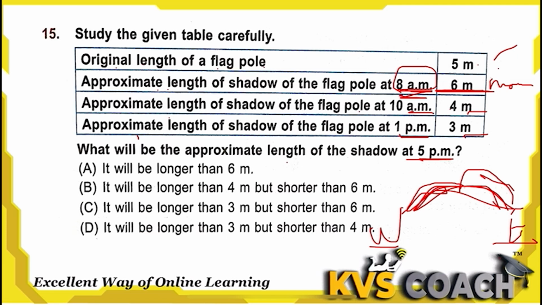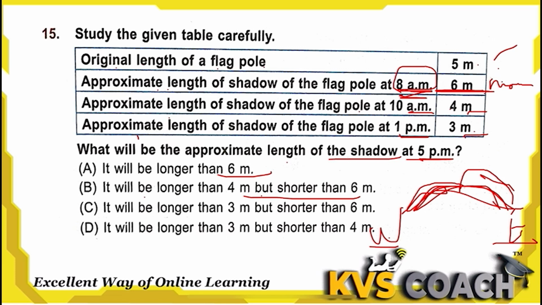What will be the approximate length of the shadow at 5 p.m.? At 5 p.m. it will be equal to the length at 8 a.m., because that is early morning time and this is early evening time. Will it be longer than 6 meter? No. Will it be longer than 4 meter but shorter than 6 meter? Yes, it can be possible.